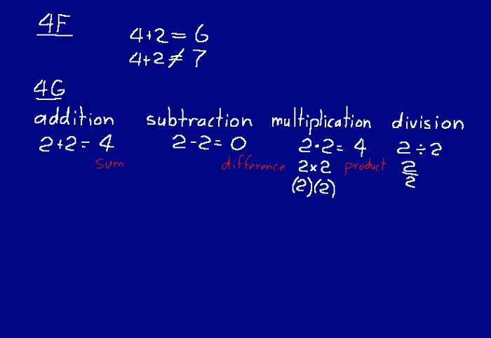In the first example, the number on the left is called the dividend, and the number on the right of the division symbol, that's called the divisor. In a fraction, the top is called the dividend and the bottom is called the divisor. And the result of division, that's called the quotient. So the result of division is a quotient. The result of multiplication is called a product, subtraction the difference, and addition the sum.